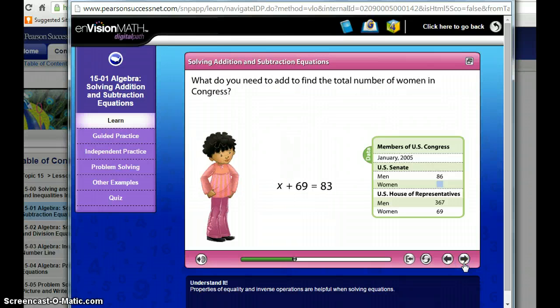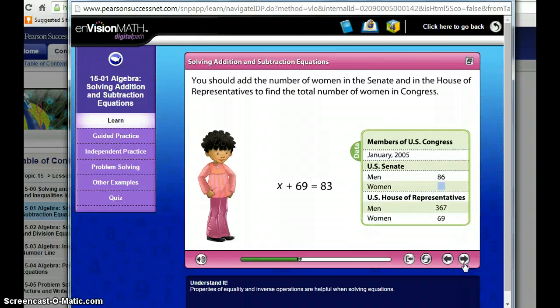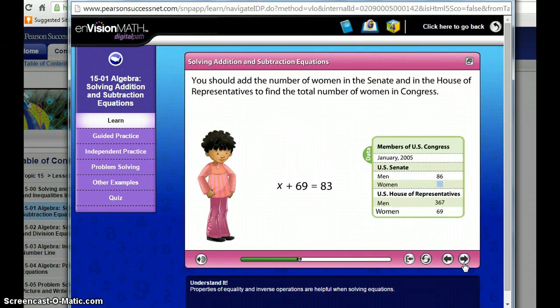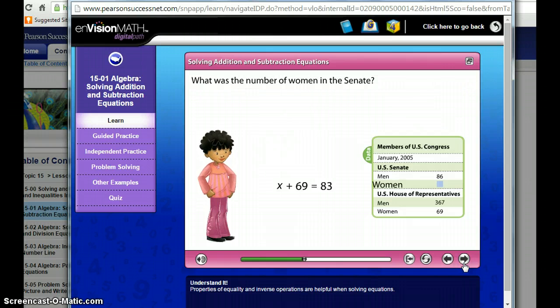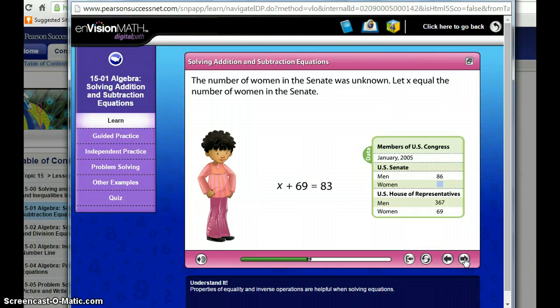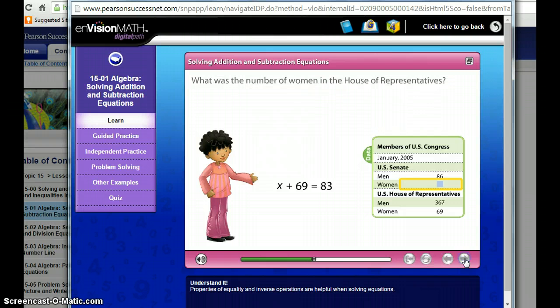What do you need to add to find the total number of women in Congress? You should add the number of women in the Senate and in the House of Representatives to find the total number of women in Congress. What was the number of women in the Senate? And Corinne, what did you tell us? The number of women in the Senate was unknown. Okay. Let x equal the number of women in the Senate.